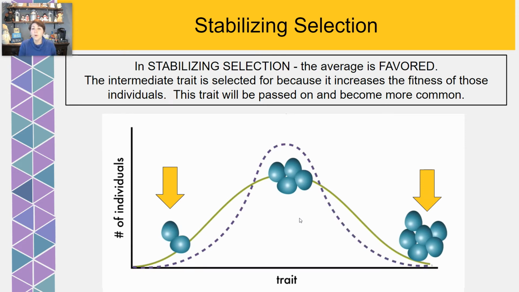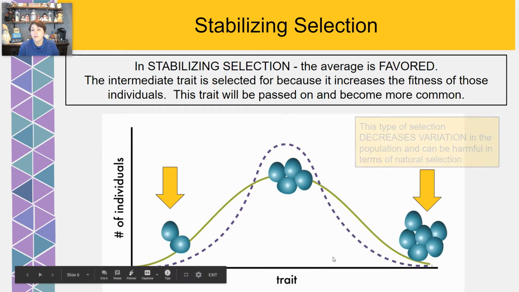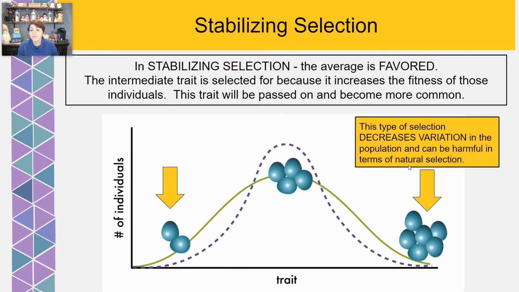So we have more individuals with the average trait and less with the extremes. Stabilizing selection decreases variation in the population, and in terms of natural selection, it can be a harmful thing.